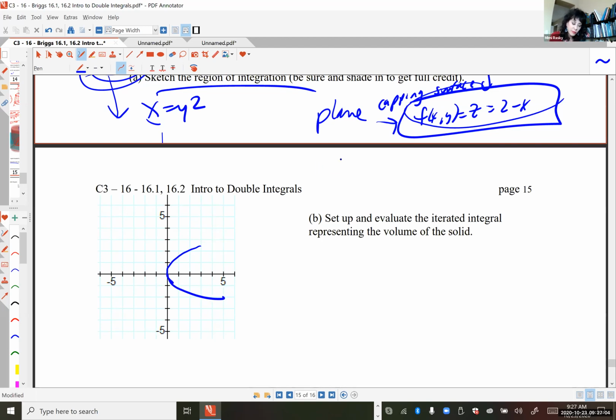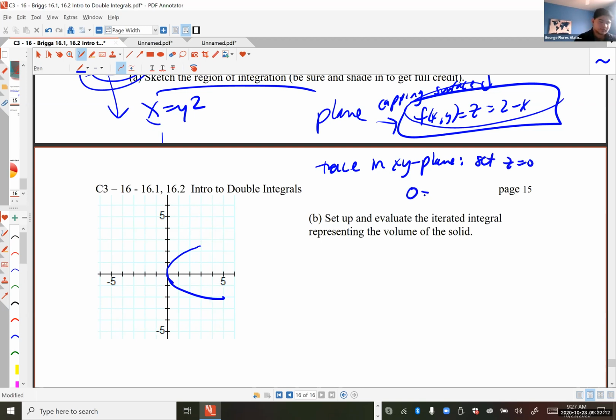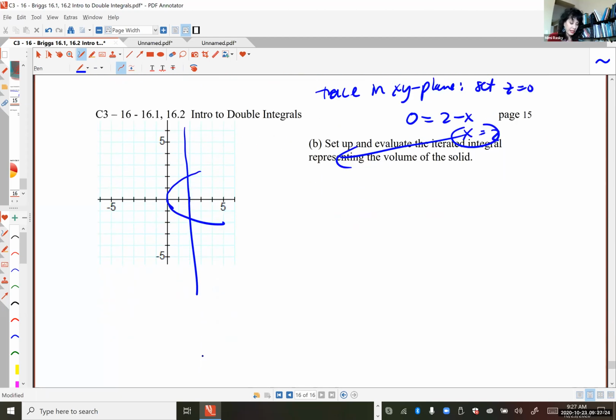So the trace in the XY plane is going to be found by setting Z equal to what? 0. So when you set Z equal to 0 with this equation, you'll get X equals 2. And then that's a plane. And so when you sketch X equals 2 here, its trace in the XY plane, you get that. And so the base of the solid, which is our region of integration R, is this thing. Now, is that only in the first octant? No. So this is the time when you have to see that it's not always relegated to just first octant solids. So that's our region R of integration.